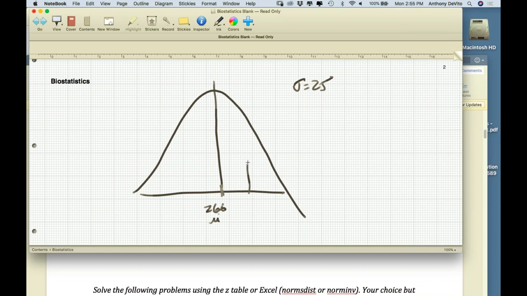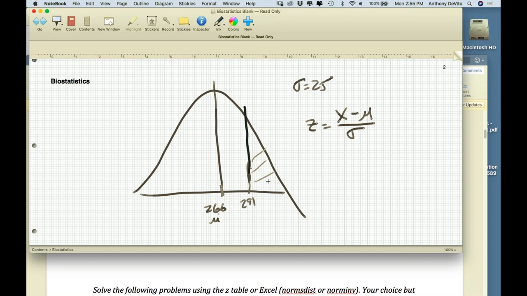I'm getting confused here because now I've got to do a little bit of math, right? So say this is 291 days. I want to know what this area is up here. More than 291 days. To make this harder to make a mistake, I'm going to create a formula. The z-score is equal to the number I'm interested in, I'll call it x, minus mu, the difference between the value I'm looking for and the mean, divided by the standard deviation.